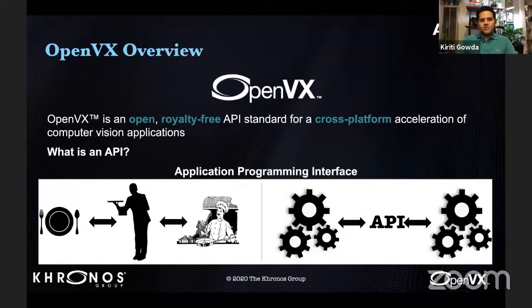All right, most of you might be familiar with what OpenVX is, but if you're not, OpenVX is an open, royalty-free API standard for cross-platform acceleration in computer vision applications. So when I say it's an open royalty-free API, an API is completely different from open source libraries. So what is an API is like the first question, right?